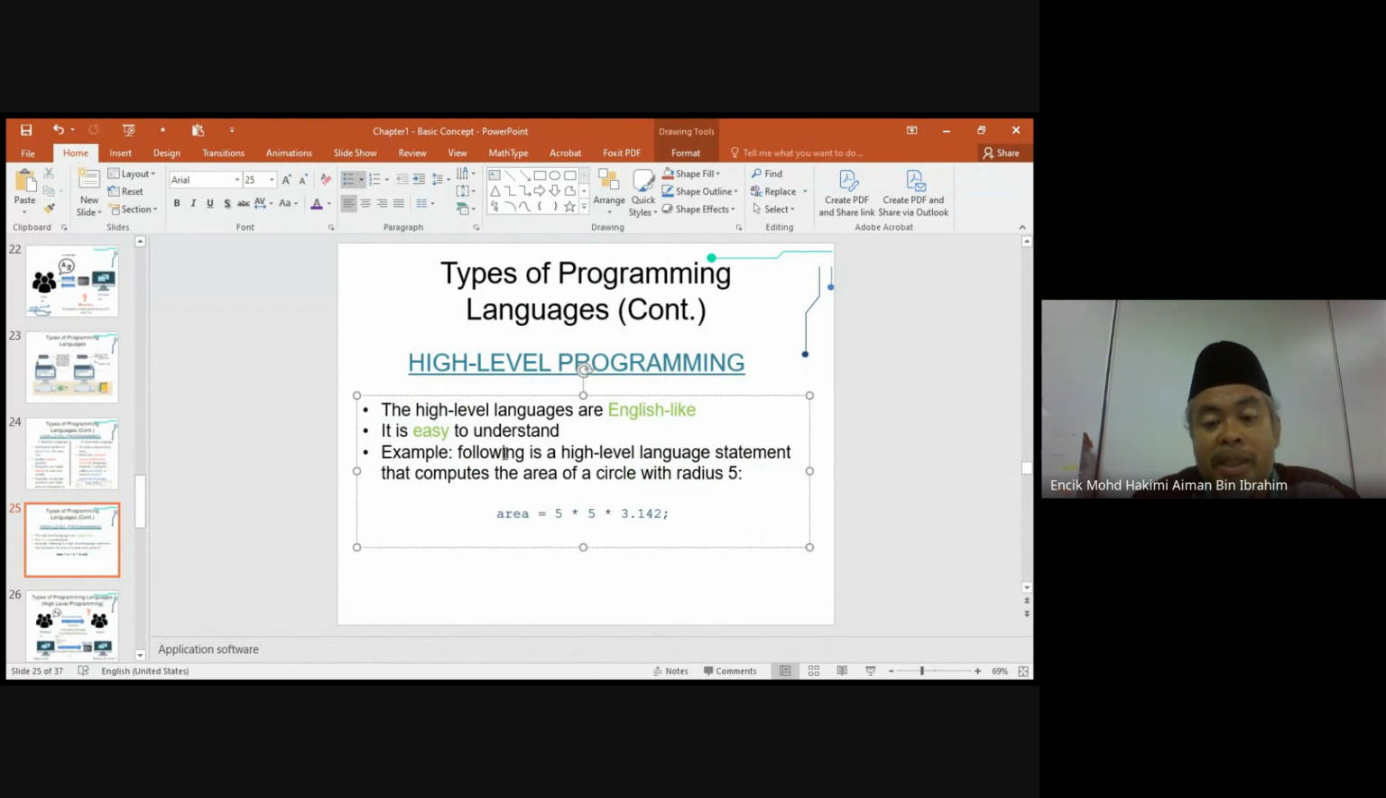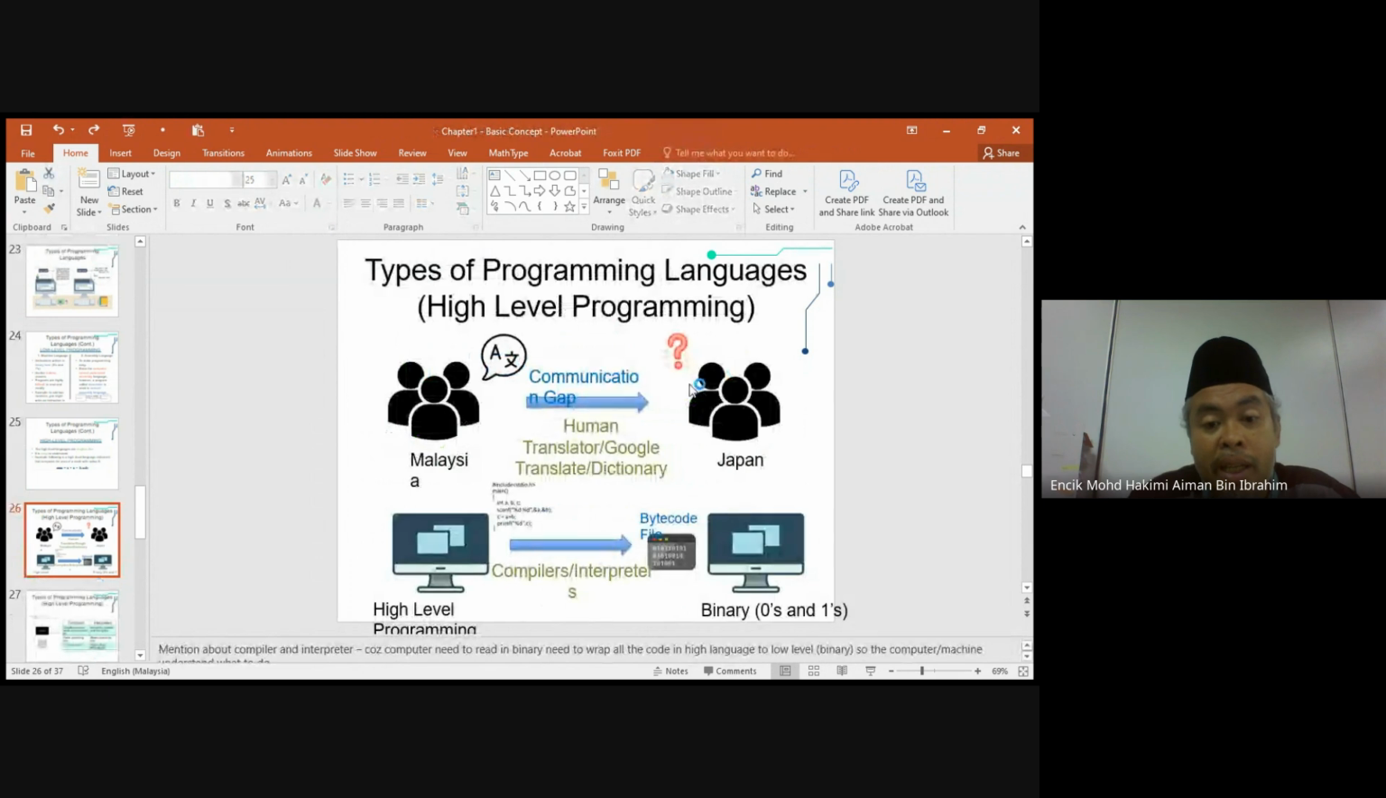For example, this is an example of a code. There is no need for us to convert it into binary ourselves. For example, what is the representation of A using binary? I also don't remember. So we just use English-like words so that the computer will convert it into binary, so that the computer will understand. That is the high level language example here.